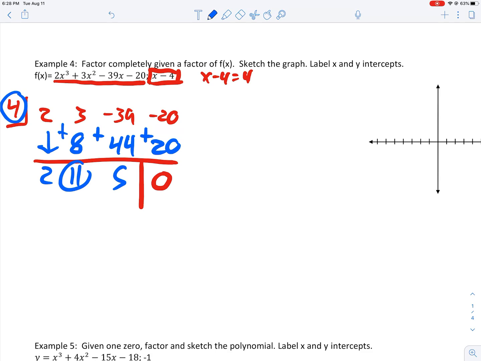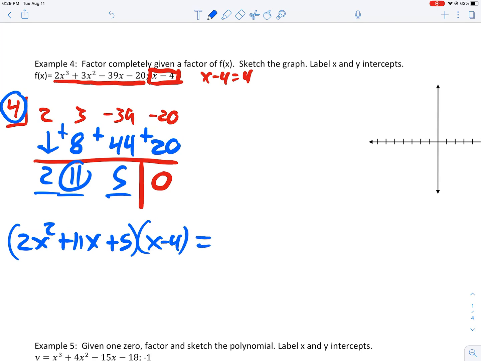Okay, so great. I got a bunch of gibberish here. So what do those 3 numbers mean? Those are the coefficients of your new trinomial. So it's 1 degree less, so it would be 2x squared, and then you just go down from there, plus 11x plus 5. So I know that times x minus 4 equals this big old thing that I started with.